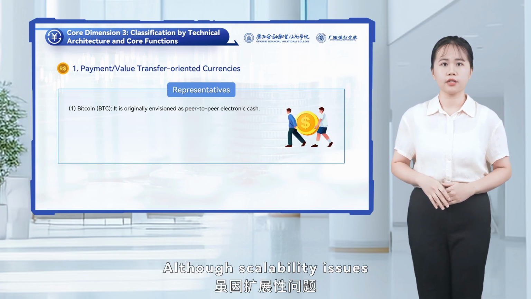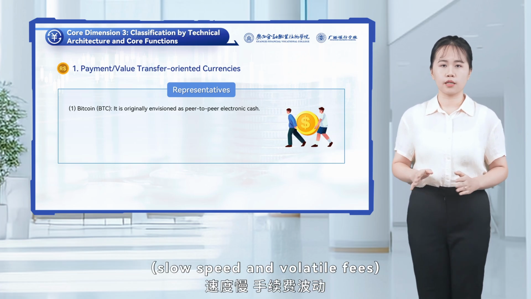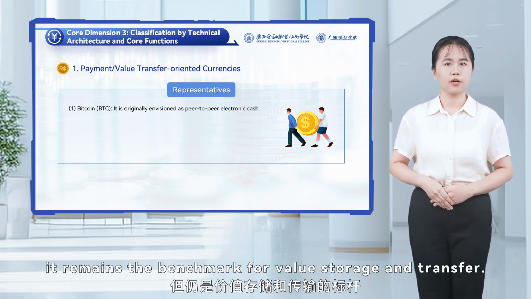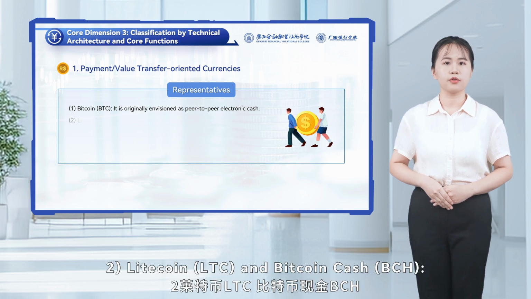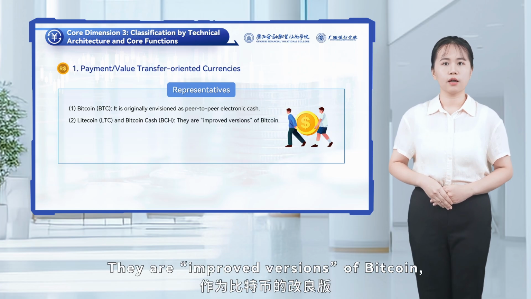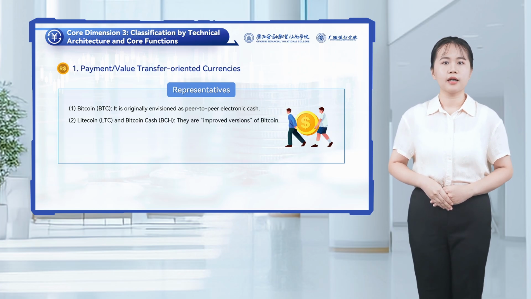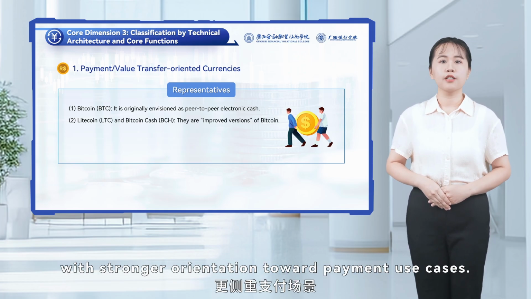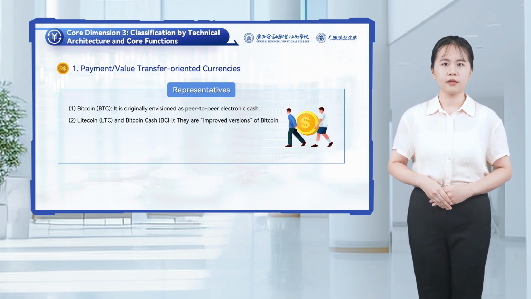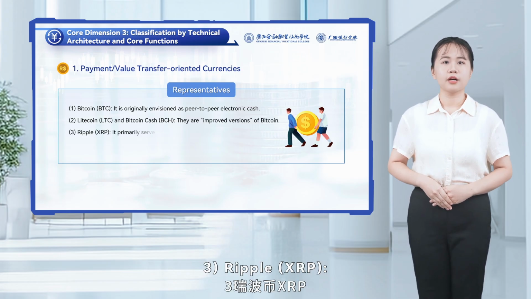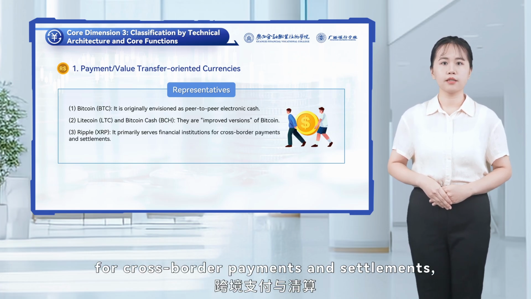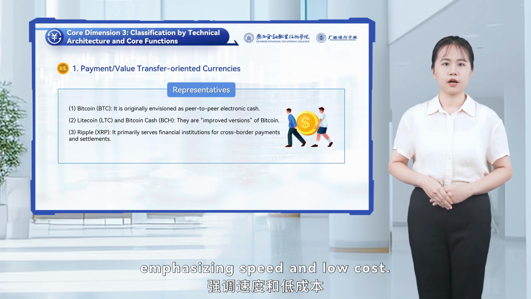Although scalability issues, slow speed, and volatile fees have limited its payment function, it remains the benchmark for value storage and transfer. 2. Litecoin, LTC, and Bitcoin Cash, BCH. They are improved versions of Bitcoin, aiming for faster transactions and lower costs, with stronger orientation toward payment use cases. 3. Ripple, XRP. It primarily serves financial institutions for cross-border payments and settlements, emphasizing speed and low cost.